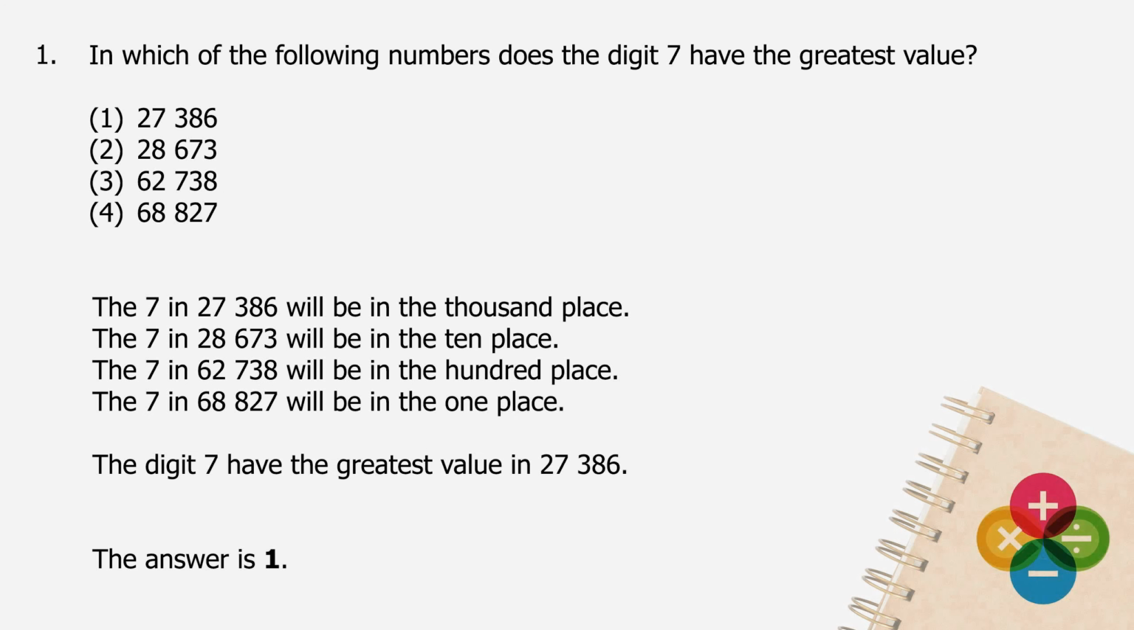The 7 in 27,386 will be in the thousand place. The 7 in 28,673 will be in the ten place. The 7 in 62,738 will be in the hundred place. The 7 in 68,827 will be in the one place. The digit 7 has the greatest value in 27,386. The answer is 1.